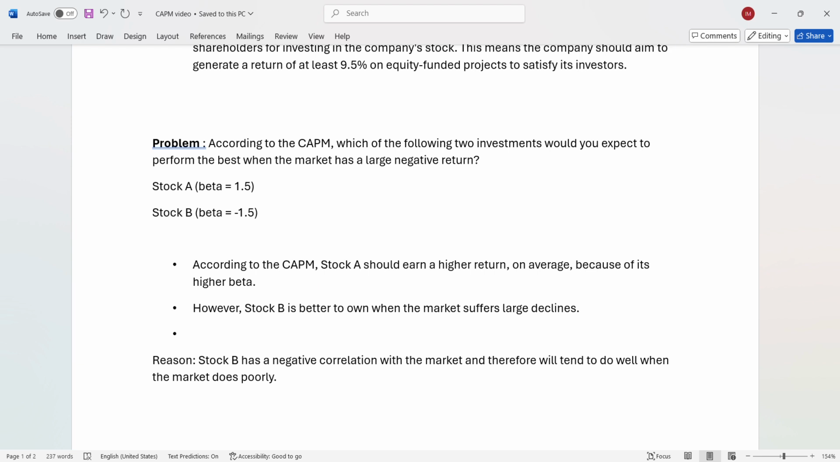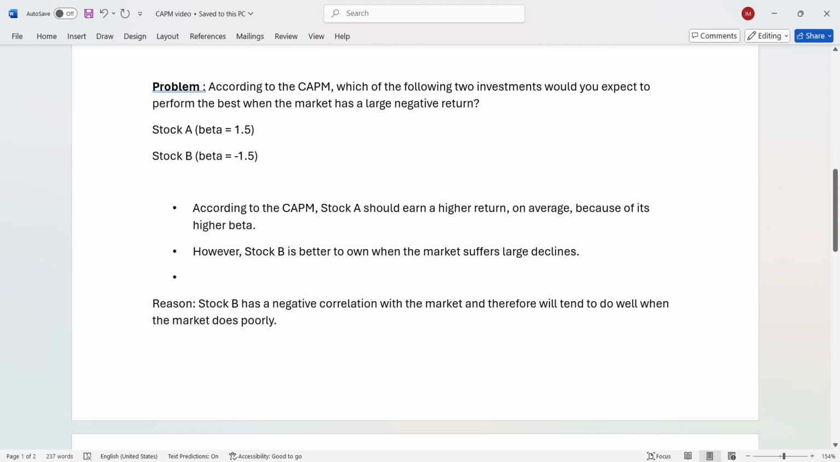But you have to read the question carefully. It says there is a large negative return for the market. Stock B has a negative correlation with the market. So in this case, stock B is better, right? Because stock B is better to own when the market suffers large declines, since it has a negative correlation with the market. Therefore, it tends to do better when the market does poorly.